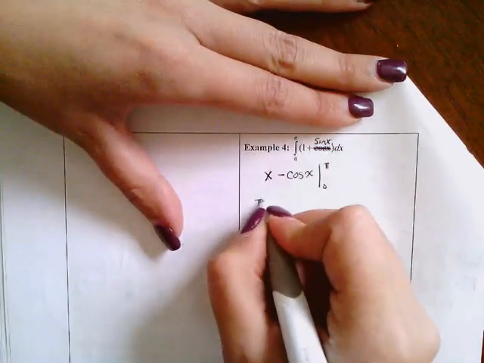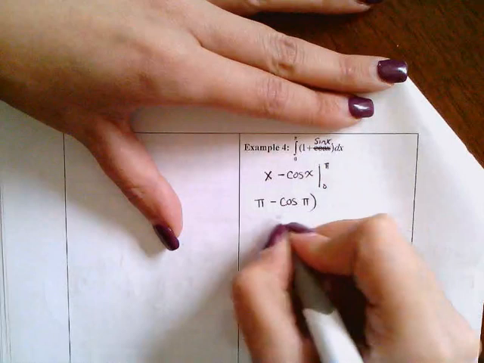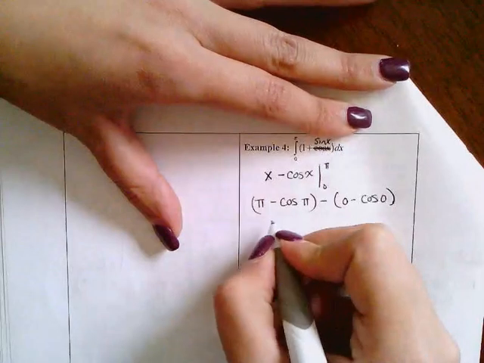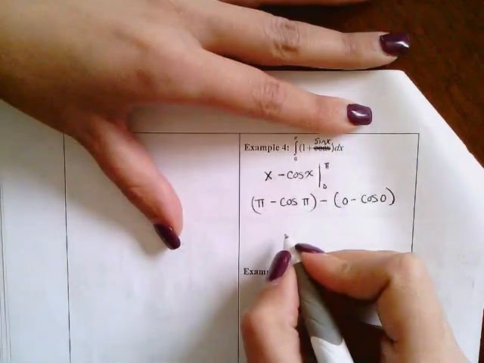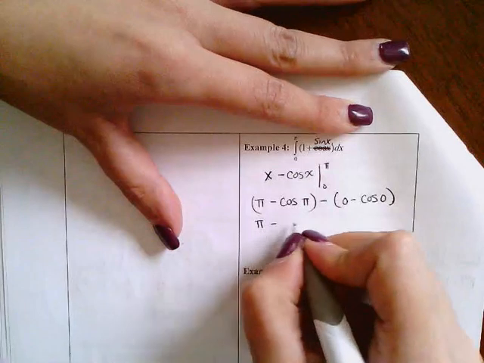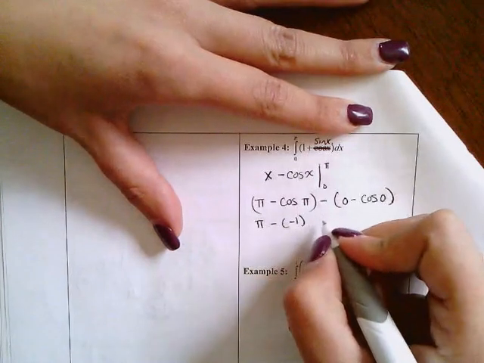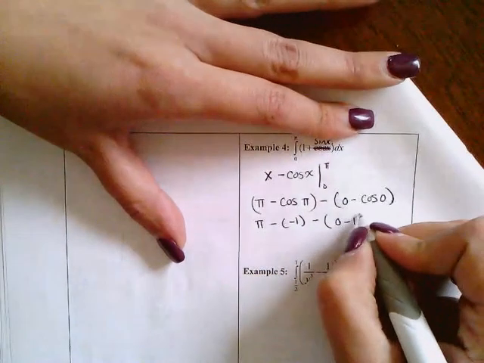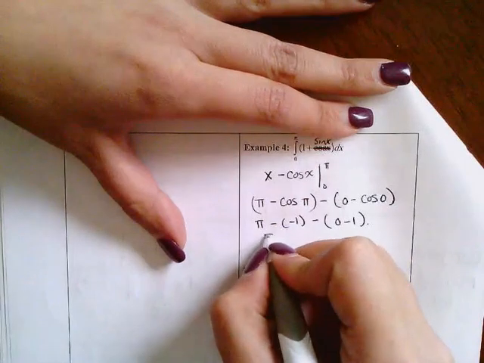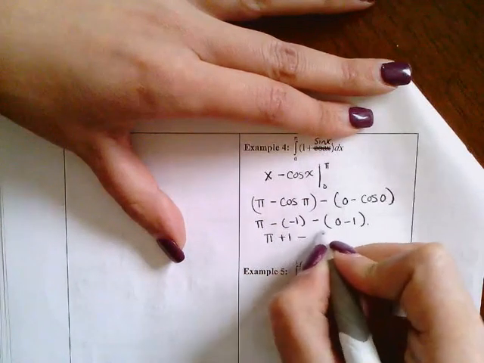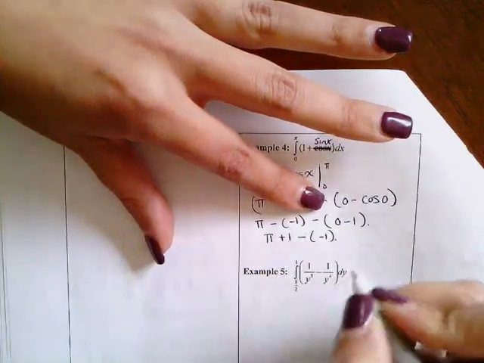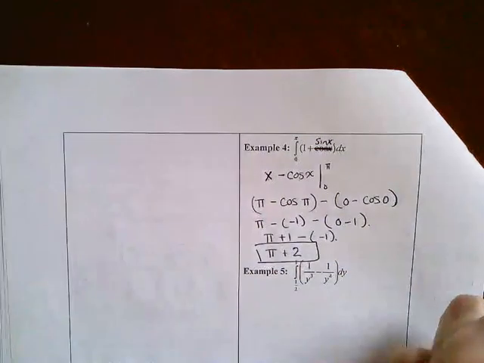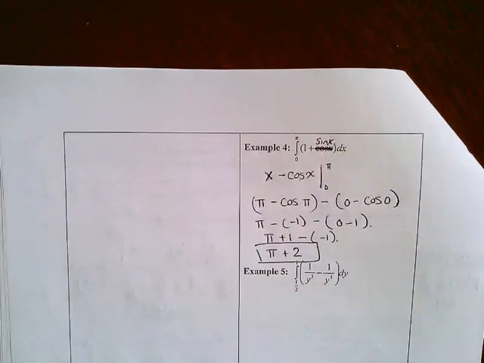And plug in pi minus cosine of pi minus 0 minus cosine of 0. Do the math. So this is pi minus negative 1 minus 0 minus 1. So here we have pi plus 1 minus negative 1, which is the same thing as saying pi plus 2. Okay?